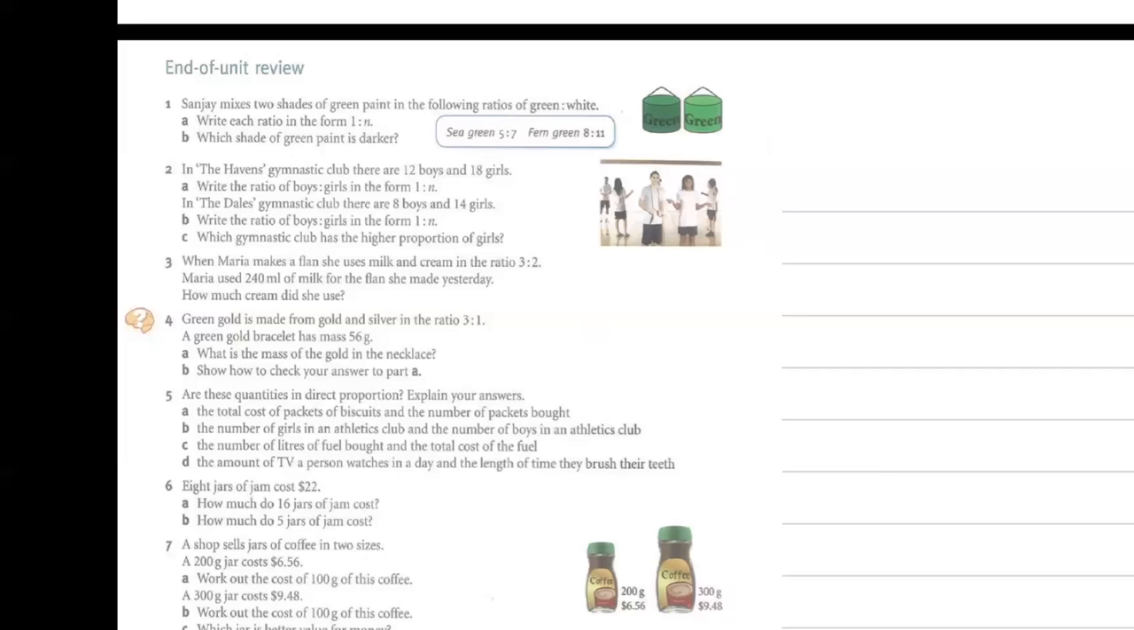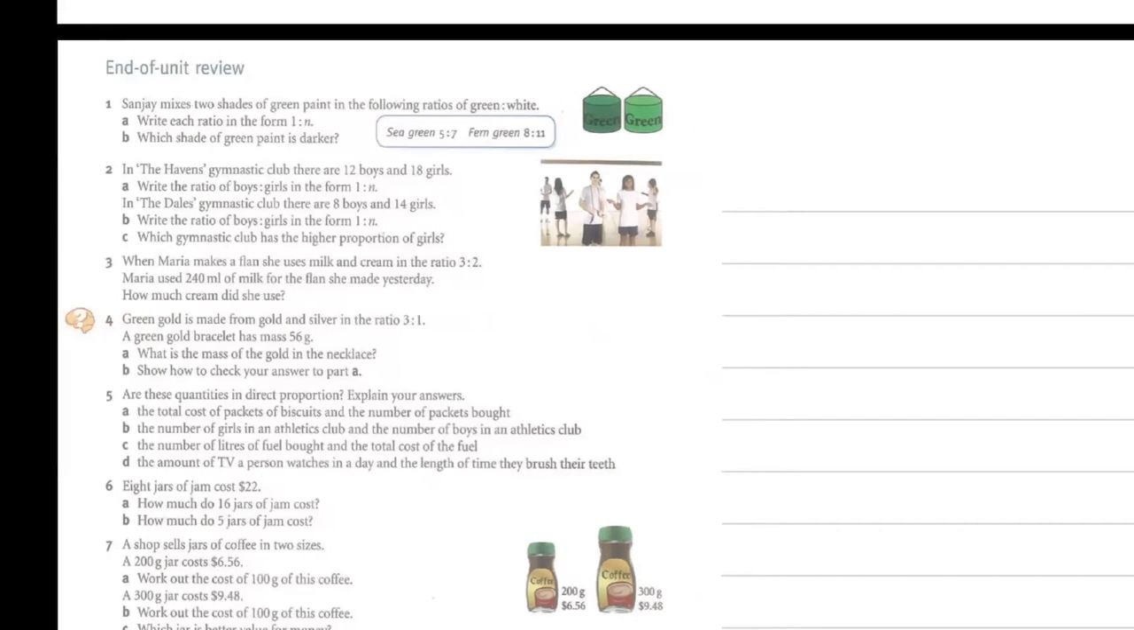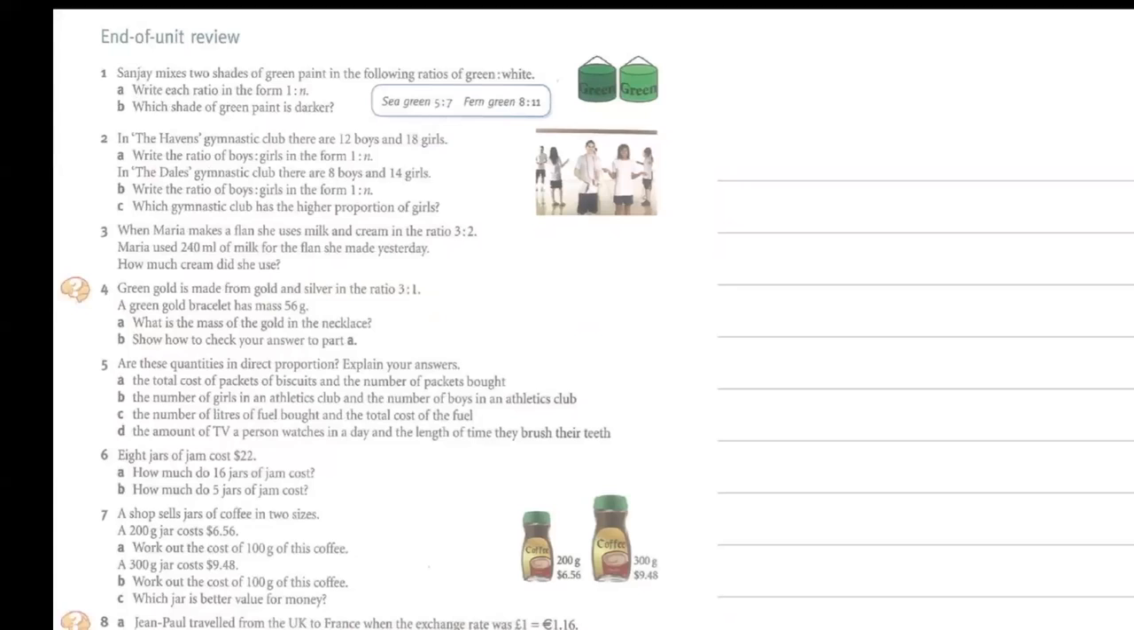At the end of unit review, Sanjay mixes 2 shades of green paint in the following ratio of green and white. Write each ratio in the form of 1:n. Mainly it is green is to white, but green is in 1 part. So 1 part green is to how many parts? 1. So for question number 1, A.